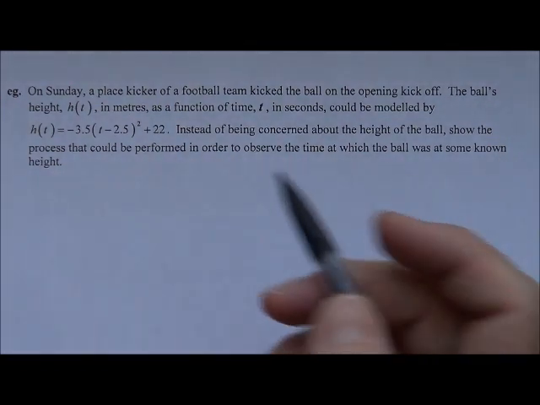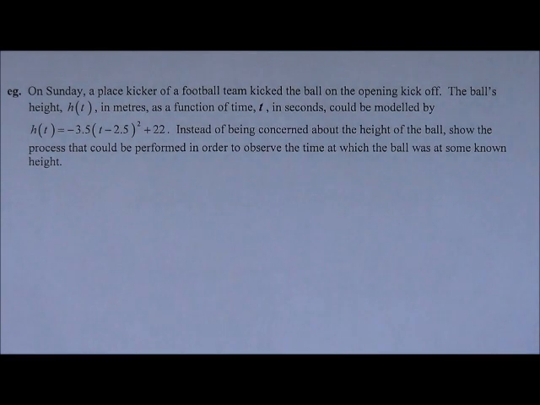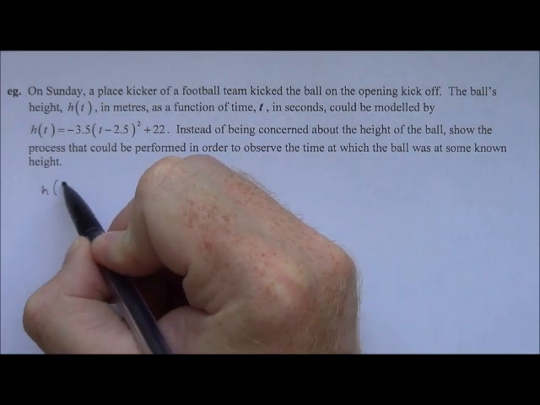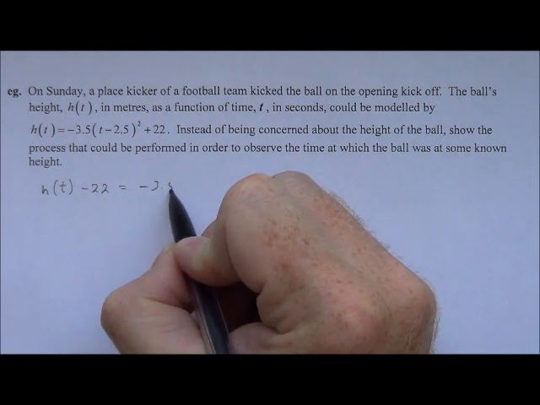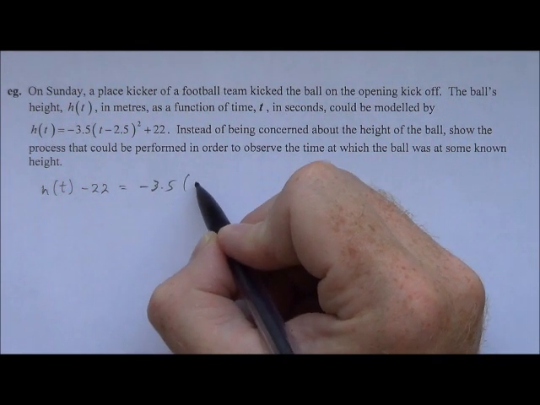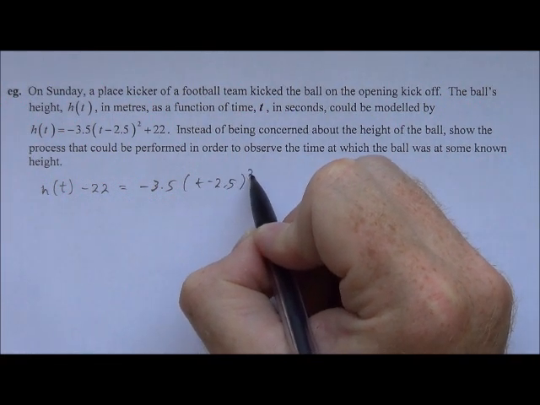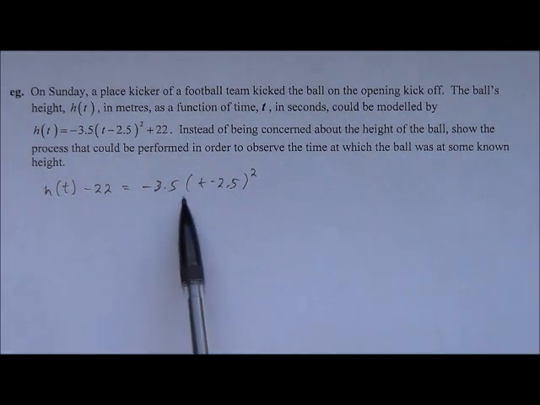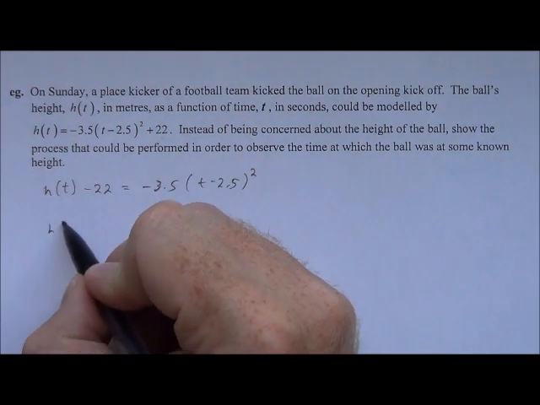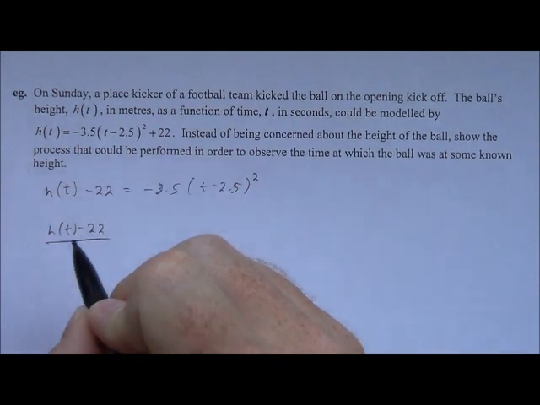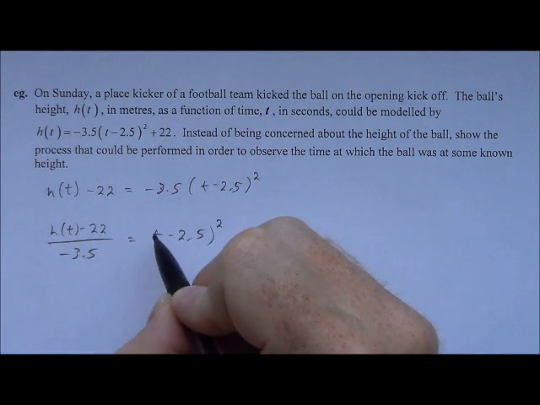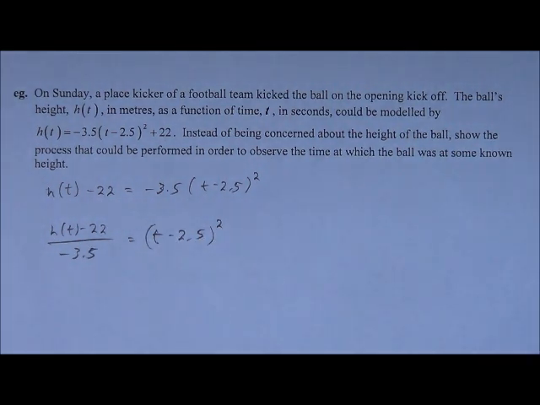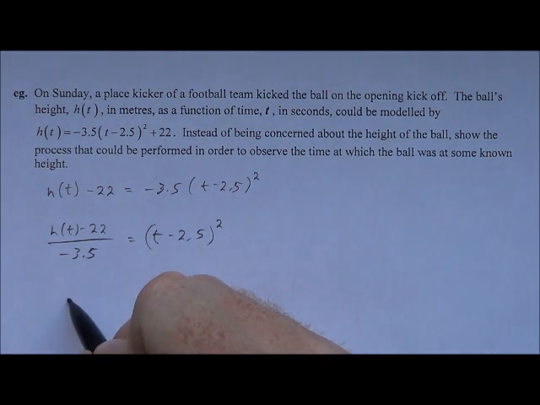So we just have to undo this again. Please pause the video and work on that right now. So we'll subtract 22 from both sides. Okay, and then we'll divide both sides by negative 3.5. And then we will take the square root of both sides here, and I'll turn this around.